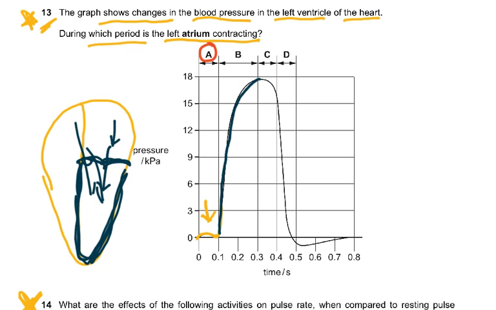So it says which period is the left atrium contracting? So left atrium contracting would be this time before the ventricle pressure starts to rise, because the blood is flowing into the ventricle, so the atria is not going to contract. The atria is going to contract once all the blood is sort of pushed into the ventricle. So it was the part A of it. Please go through the cardiac cycle, and then of course you will know how to answer these questions.